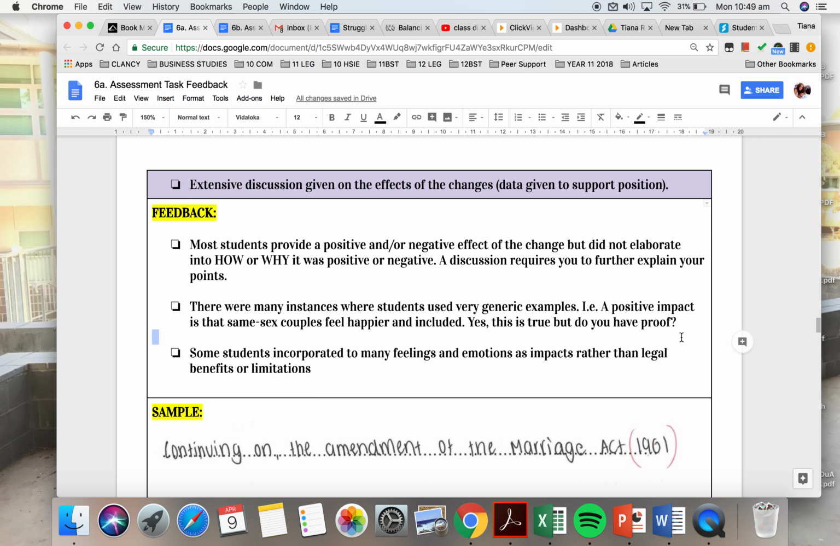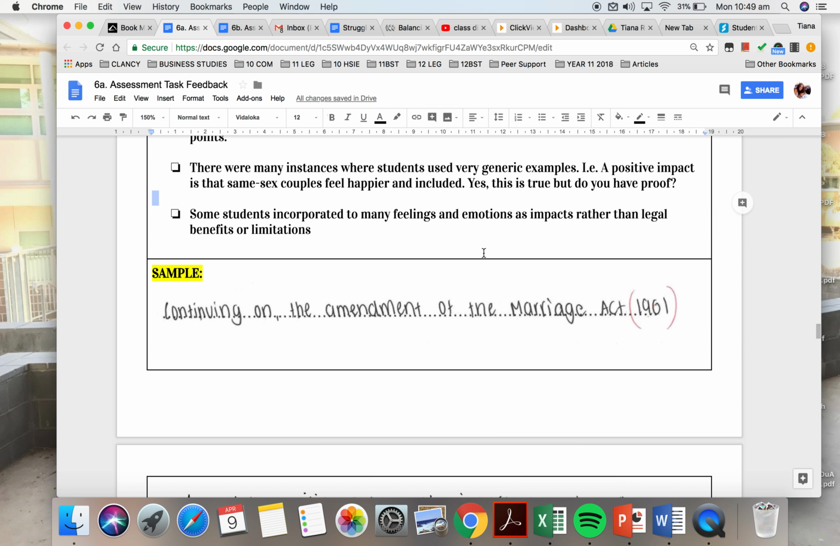Think of a court case. You can't make a point in a court case without having evidence to support that point. It's the same thing in a response in HSIE. If you make a point, you need to have real proof to support it. Some students incorporated too many feelings and emotions rather than legal benefits or limitations. This is a legal task, law and society, so you need to focus on what the legal benefits and limitations are.